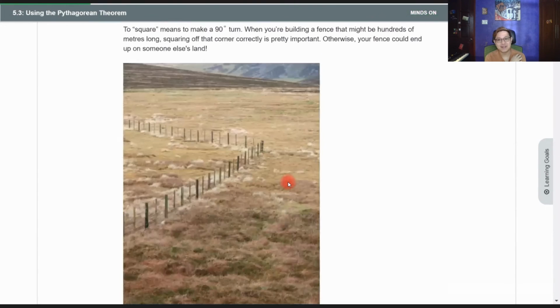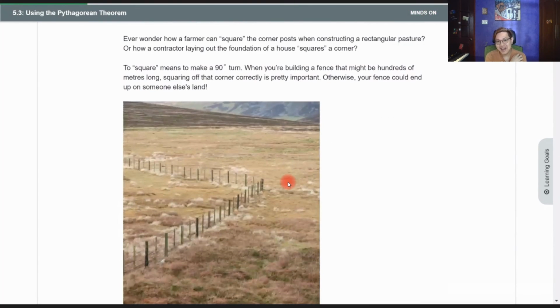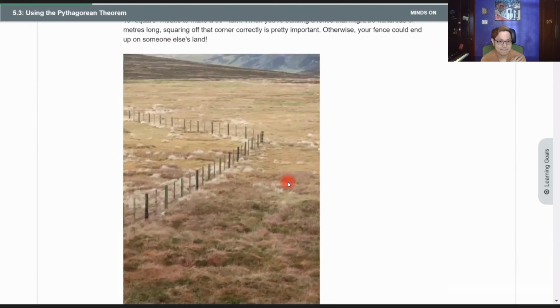You don't want your fence to end up on someone else's land because that is an invasion. And then they will sue you if you do it wrong. They will bring you to court if you put your fences wrong. Or even if your relationship with your neighbor is good, if you do it wrong, they will get very angry and the relationship will turn sour very quickly. And then they will sue you. So squaring off the corner correctly is pretty important, you know?